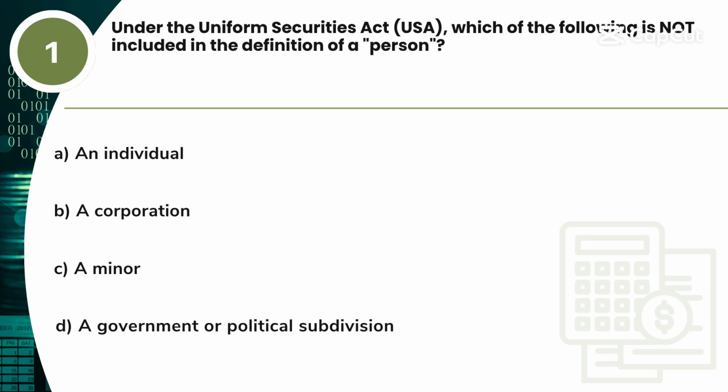Question 1. Under the Uniform Securities Act, USA, which of the following is not included in the definition of a person? A. An individual. B. A corporation. C. A minor. D. A government or political subdivision.